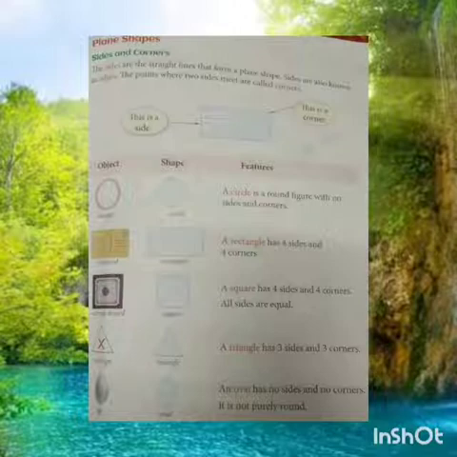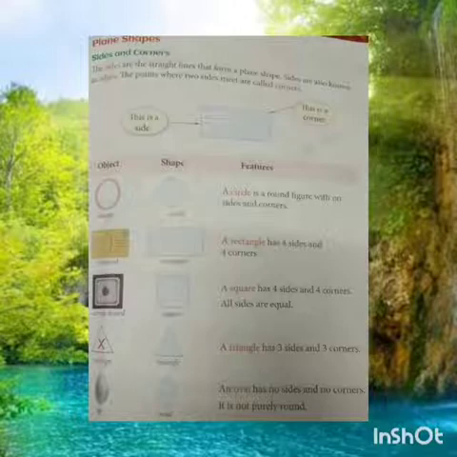Now I am going to explain sides. See there in the rectangle, it has 4 sides. You can see the opposite sides are the same. In a rectangle, the opposite sides are the same. And the rectangle has 4 corners. Okay. Now see the circle.